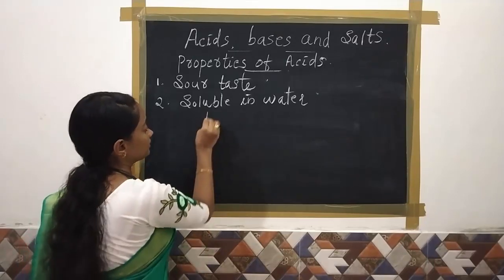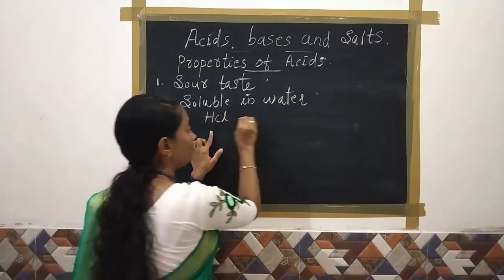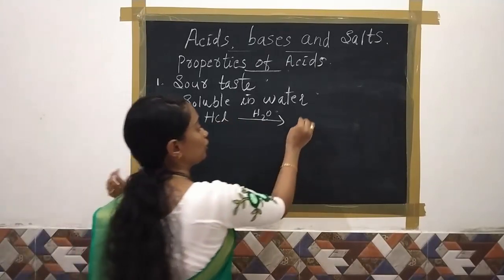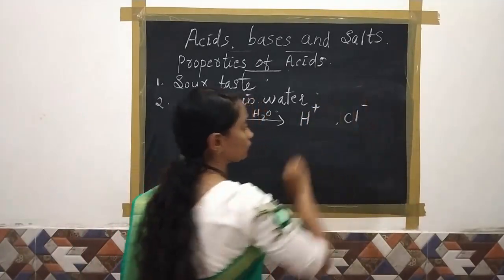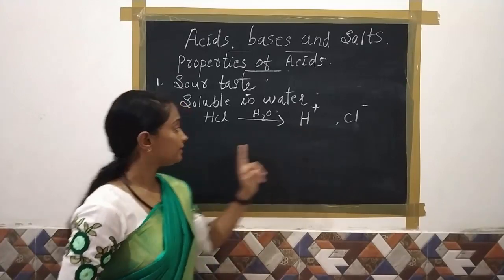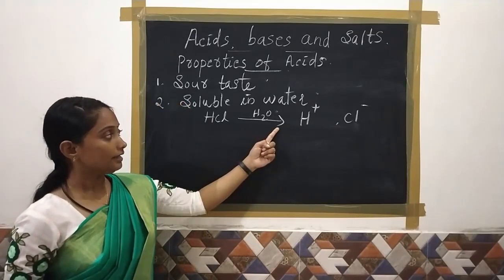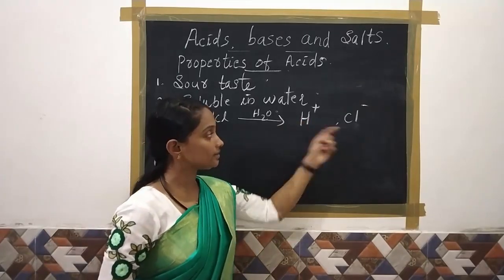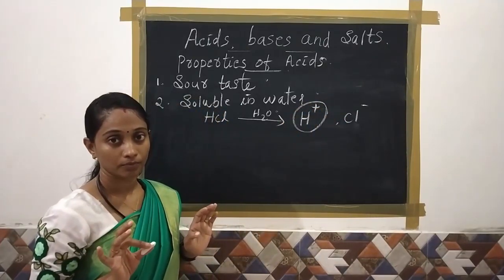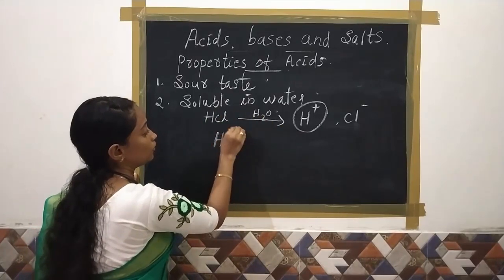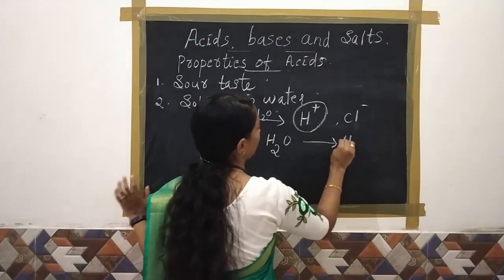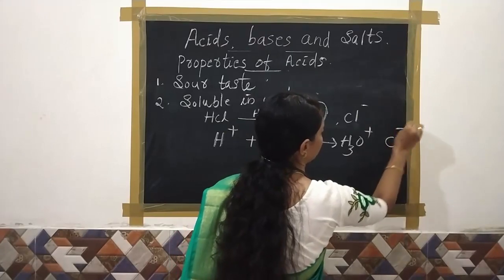For example, hydrochloric acid. When hydrochloric acid is dissolved in water, it produces H plus ions and Cl minus ions. All acids, when dissolved in water, produce H plus ions. These H plus ions cannot exist alone, so they mix with the water to produce H3O plus ions and Cl minus.